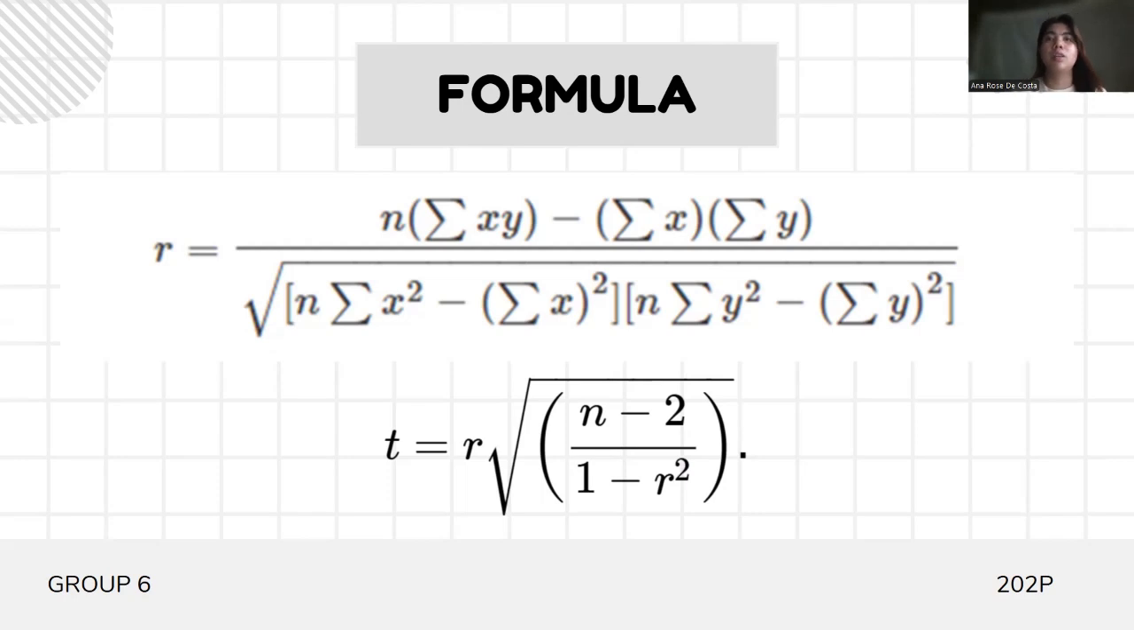The Pearson correlation of a sample is r. It is an estimate of rho, the Pearson correlation of the population. Knowing r and the sample size, we can infer whether rho is significantly different from zero by testing the significance of it using the p-value. For our p-value, the formula is t is equal to r times the square root of n minus 2 over 1 minus r squared.